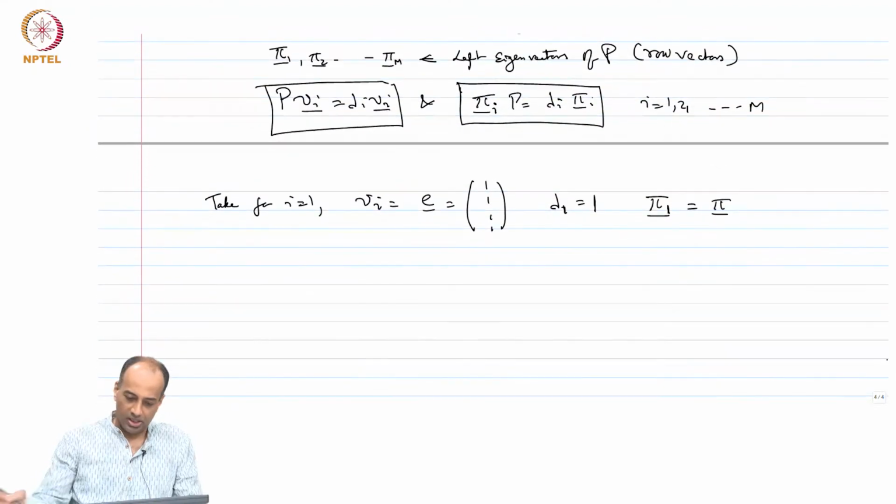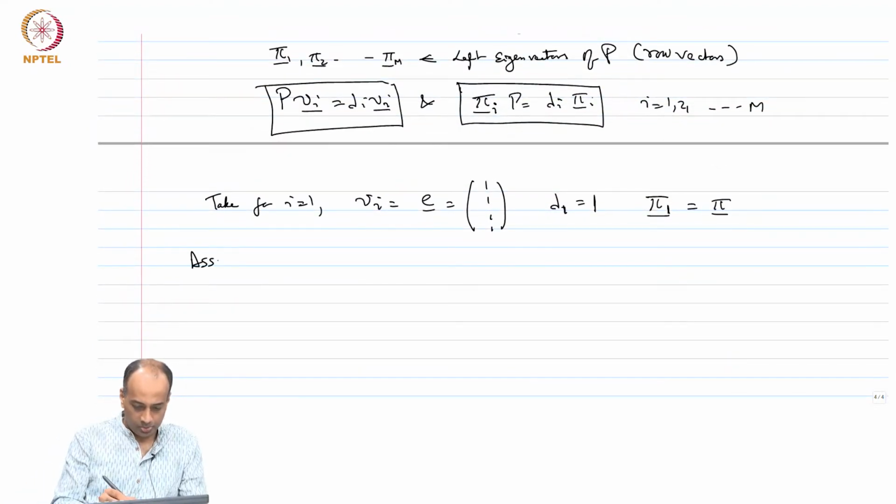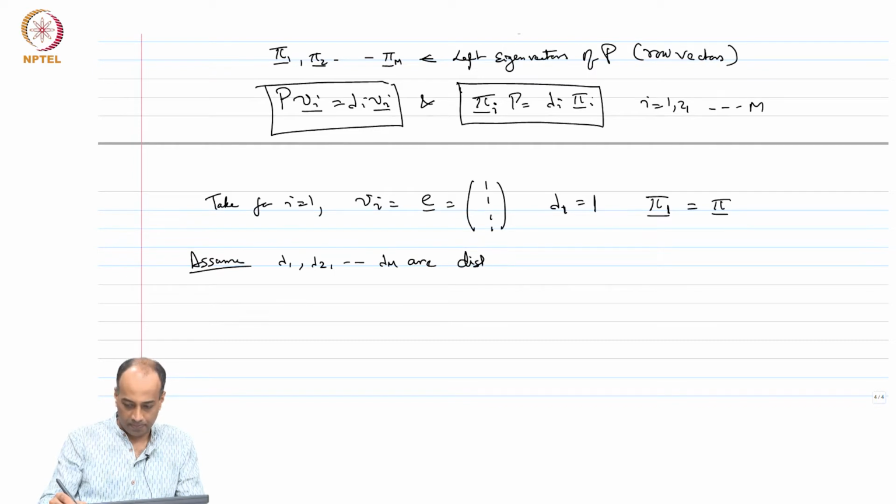So, we will assume that lambda 1, lambda 2, dot dot dot, lambda m are distinct. Okay. This is a special case, not always the case that this is true, but this is the most intuitive case.